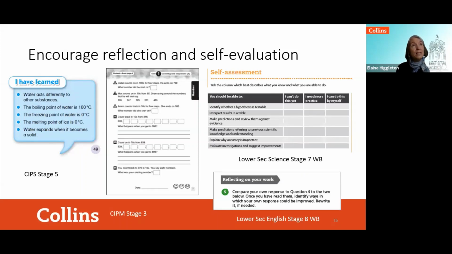So anybody who teaches IGCSE English as a first or second language, and anybody who teaches lower secondary English will know that we often encourage students to write an essay or to write a sample response. We then show them an example and we encourage them to evaluate their response against the sample so they can understand where they went wrong and, importantly, how they might be able to improve. So plenty of opportunities to encourage reflection and self-evaluation.